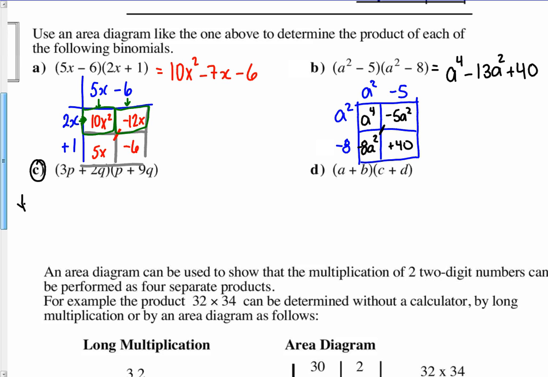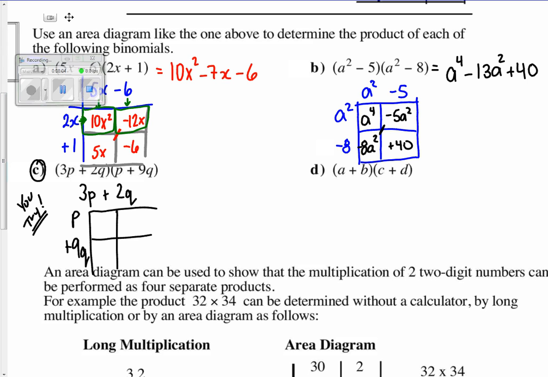You try. Yeah, sure. Why not? You done? PQ and QP are the same thing.